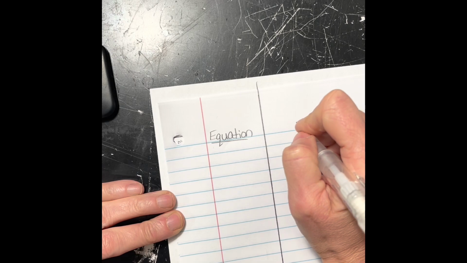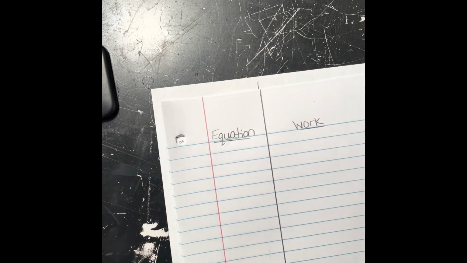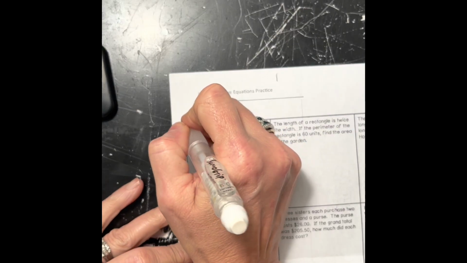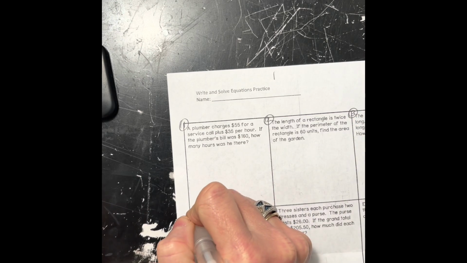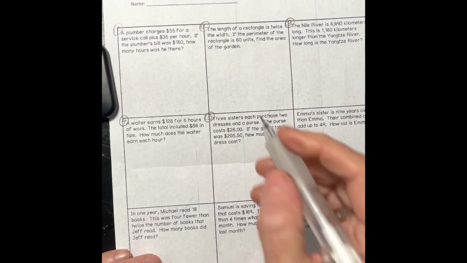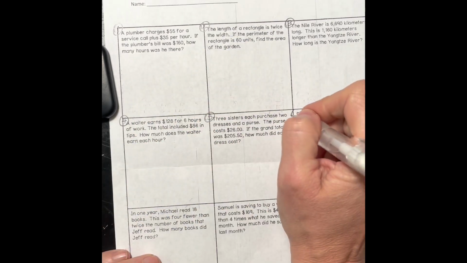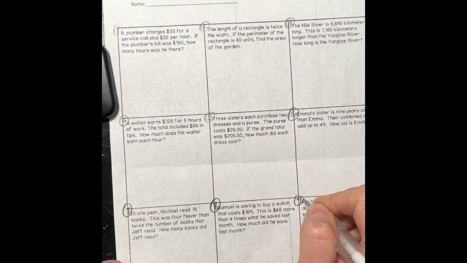And then work. Okay? So that I can write the equation and then come over beside it and show my work for each problem. So let's number these on our paper just so we can keep them straight. We're going to number across 1, 2, 3, 4, 5, 6, 7, 8, 9.